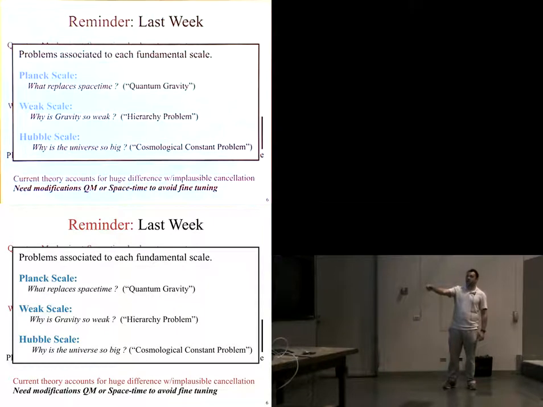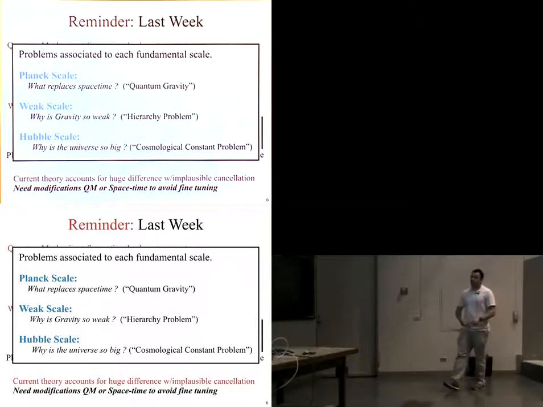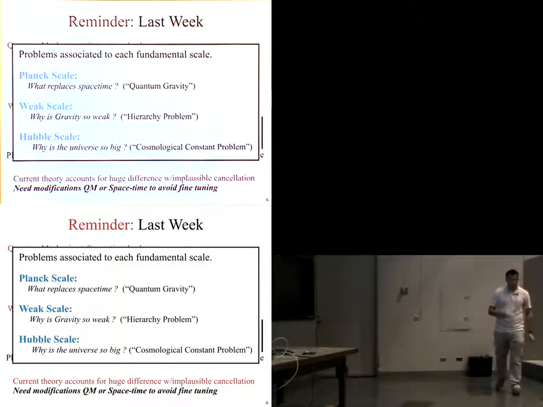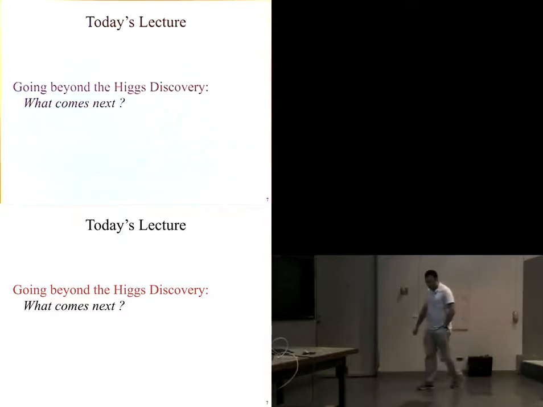This is often called the problem of quantum gravity that you'll see in the literature. There's a mystery associated with the weak scale, why it's so far apart from the Planck scale. This is the same question as why is gravity so weak? Okay, and this is also referred to in the literature as the hierarchy problem. And then the issue of why the Hubble scale is so separated from the others is directly related to why is the universe so big? Okay, and this is also called the cosmological constant problem. So these are not small, minor details that we're missing.